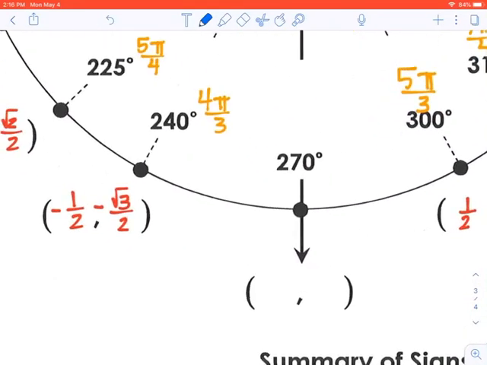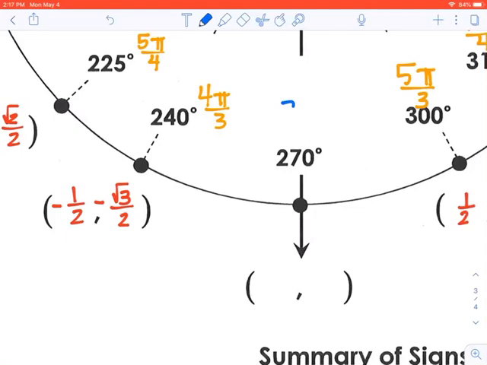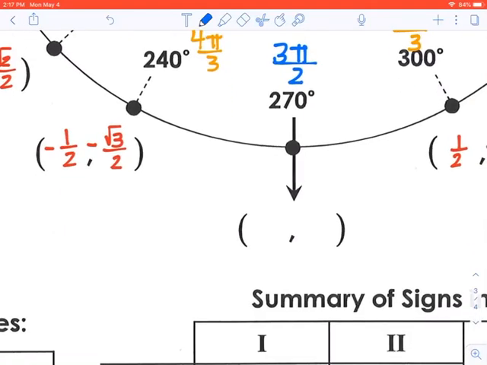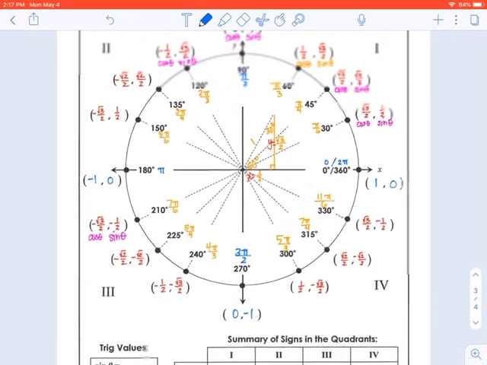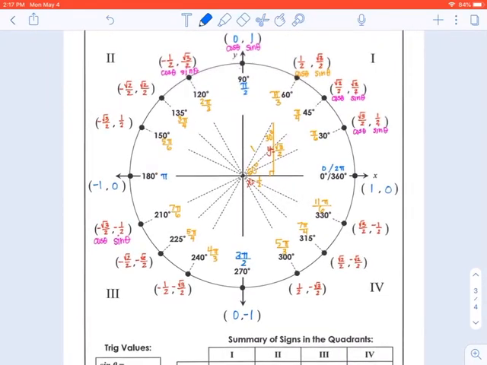And then 270 degrees is equivalent to 3 pi over 2. Okay? And this point down here, the x is 0, and the y is -1. And what you've just done is created your unit circle. Based on this, you can answer many, many questions that are going to come up to you.